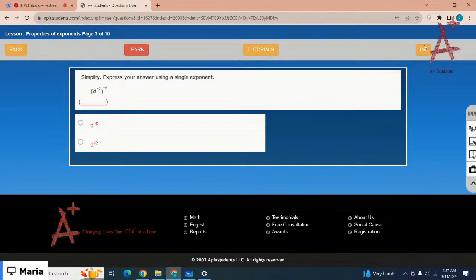Okay, simplify. Express your answer using a single exponent, right? So you have to multiply both the exponents, negative 7 times negative 6, right? So 7 times 6 is 42. Both the numbers are negative, so the answer must be positive. So it would be d exponent 42. So option number 2 is the correct option, right?